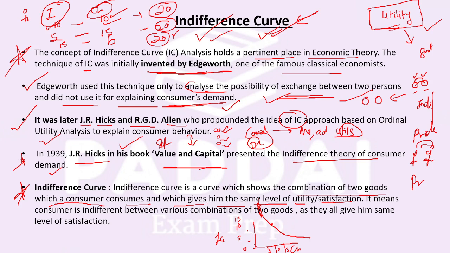So even if you are increasing, the condition is, if one product's number is increasing, the other should be decreasing, because utility has to remain the same. Now how all this works, we'll see in the next slide.